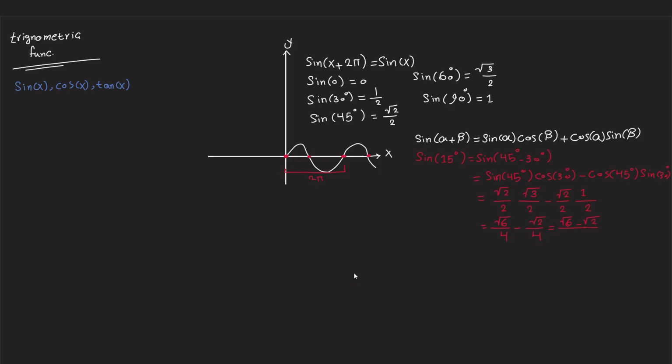And we can simplify this expression to be equal to the square root of 6 minus the square root of 2, over 4. So knowing the value of the function sine for these different angles, coupled with this identity here, the sine of alpha plus beta equals the sine of alpha multiplied by the cosine of beta plus cosine of alpha multiplied by the sine of beta, and knowing the value of sine at the angles of 0, 30, 45, 60, and 90 degrees, will enable us to find the value of sine for angles that we haven't encountered yet, like the sine of 15 degrees or the sine of 75 degrees, and so on and so forth.